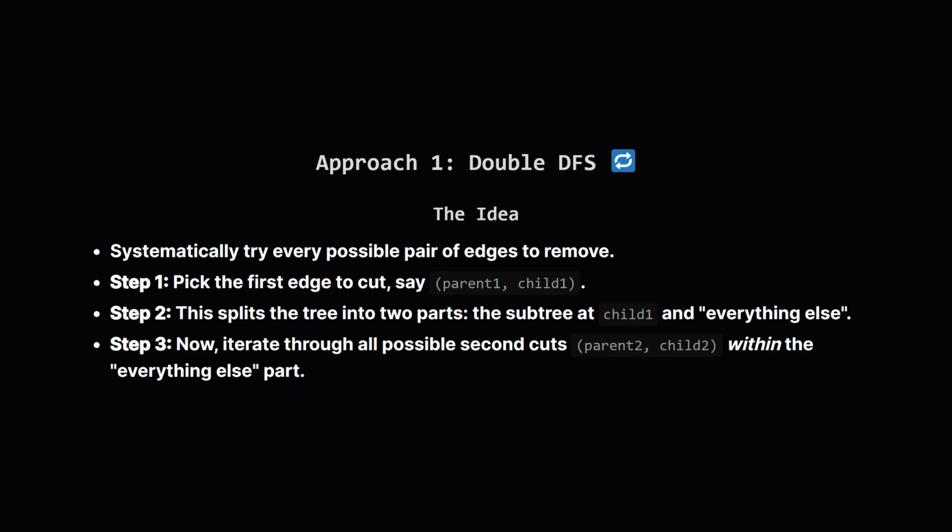Okay, so how do we find the best cuts? The most straightforward way is to just try everything. This is a classic brute force strategy. We can pick our first edge to cut. This immediately separates one subtree from the rest of the tree. Now we have 2 pieces. We still need to make one more cut in that larger, everything else piece. So for our first chosen cut, we can then explore all possible second cuts in the remaining part of the tree. For each complete set of 3 components, we'll calculate the score and keep track of the minimum we find. The editorial calls this a Double DFS approach.